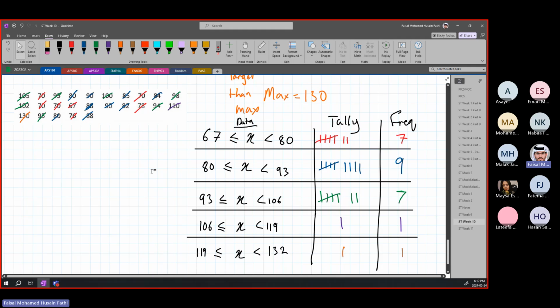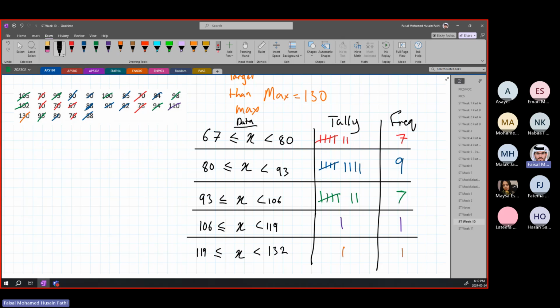when you want to define the range or define the class width by yourself. All right. So this is what they call the class width. The range from 67 to 80, that's the class width. So technically our class width is equal to 80 minus 67, which is 13.